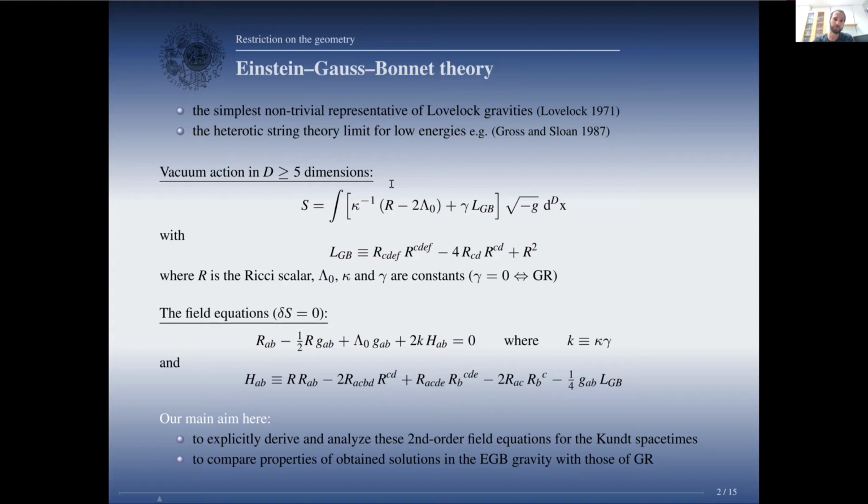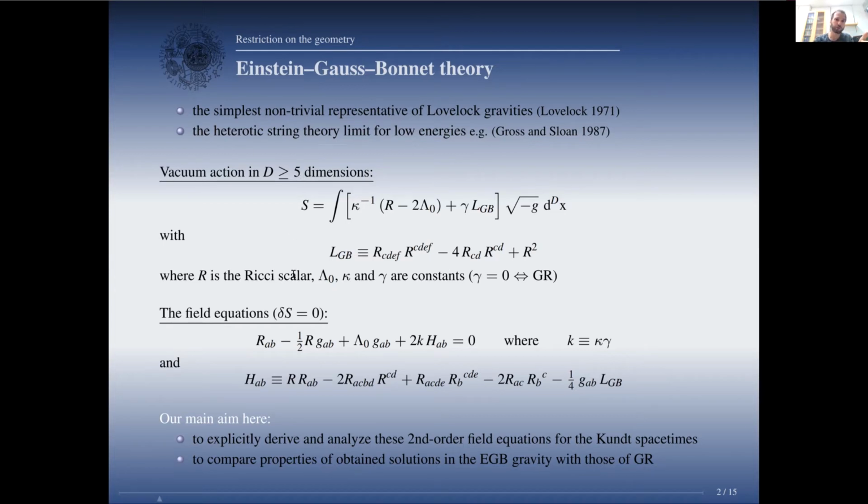So the most natural way to formulate this theory is in terms of the action. So we have the action written here, the Einstein-Hilbert part and the Gauss-Bonnet correction. Lambda, kappa, and gamma are constants. Gamma equal to 0 corresponds to GR. It means this term is vanishing. D is the dimension. For us, it will be a free parameter, typically greater or equal to 5.